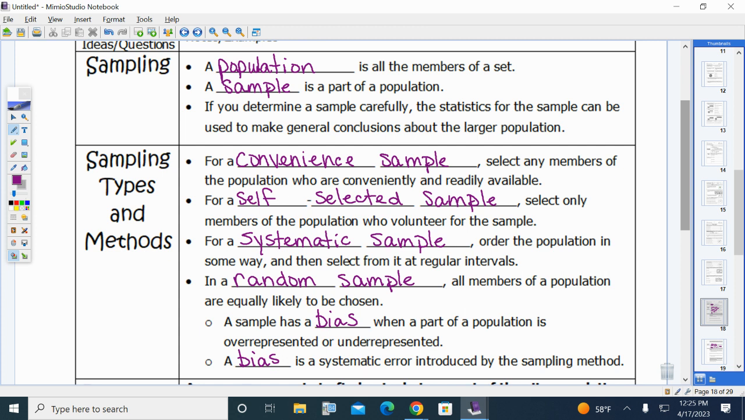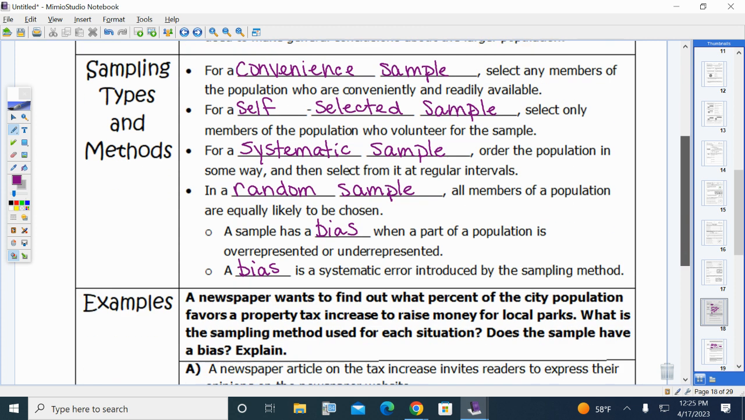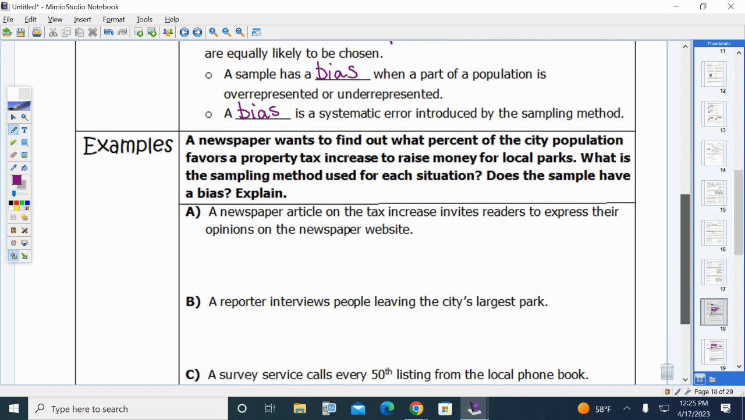Random is what you are hoping for in order for your data to actually be able to be used to make general conclusions about the whole population. Otherwise, you could be introducing some bias, which is not a good thing.